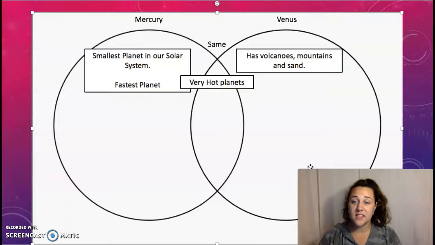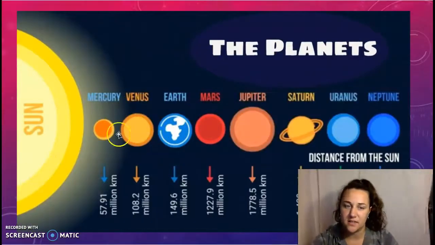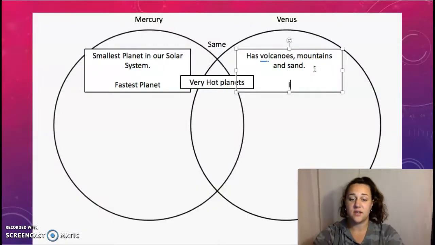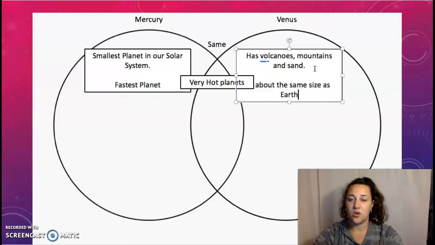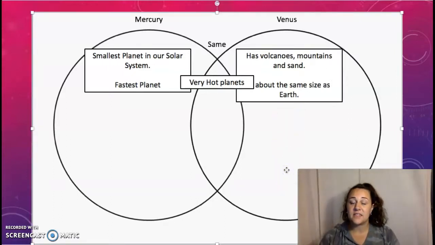So I have some facts now. I'm comparing and contrasting. I mean, even looking at our picture, we can see they're very different, right? Mercury is small. And Venus is about the same size as Earth, so I can even put that on Venus's side, right? Because that's a difference. It is about the same size as Earth. These are all different facts that we can put in our Venn diagram, and you're going to get the chance to do that next.